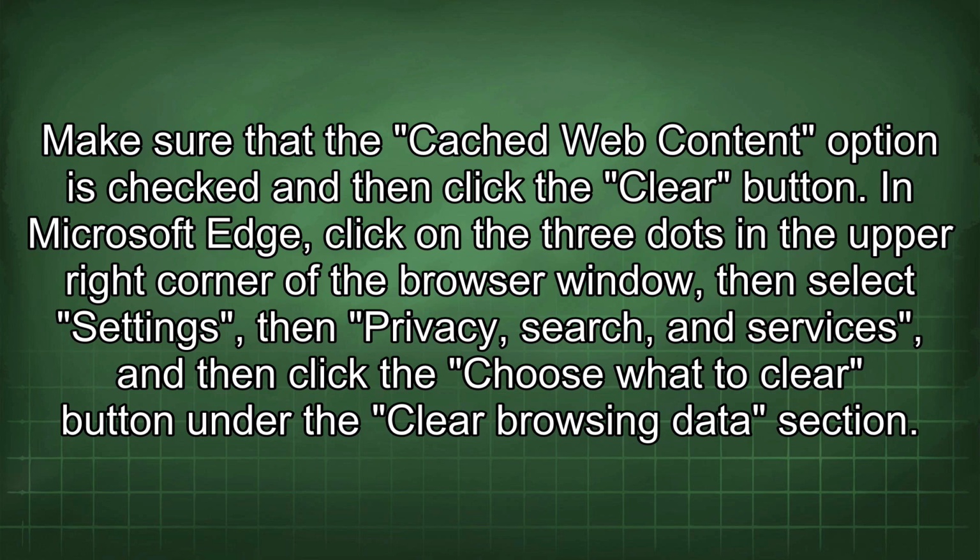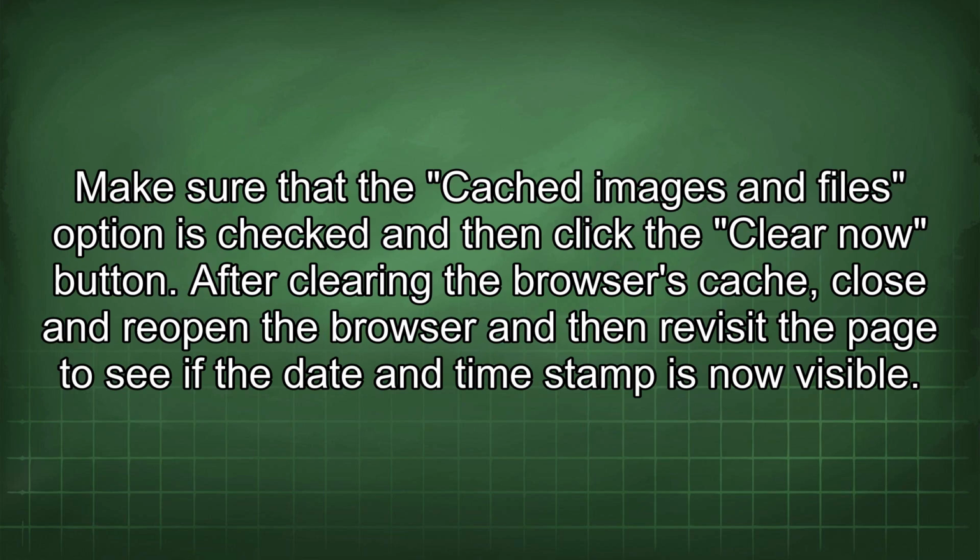In Microsoft Edge, click on the three dots in the upper right corner of the browser window, then select Settings, then Privacy, Search, and Services, and then click the Choose What to Clear button under the Clear Browsing Data section. Make sure that the cached images and files option is checked and then click the Clear Now button. After clearing the browser's cache, close and reopen the browser and then revisit the page to see if the date and timestamp is now visible.